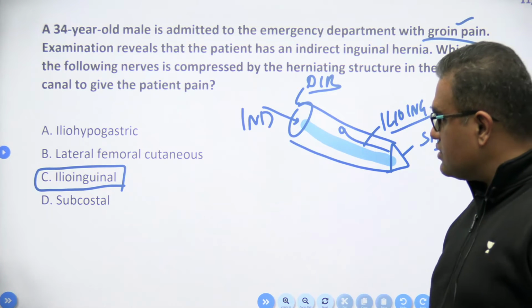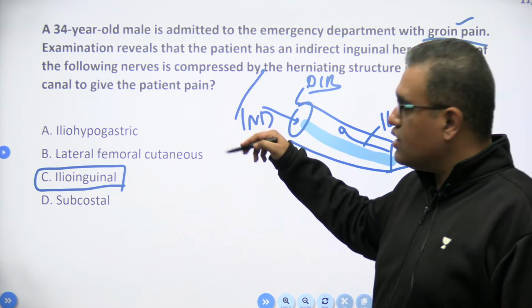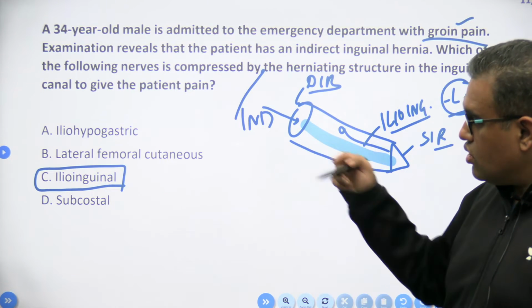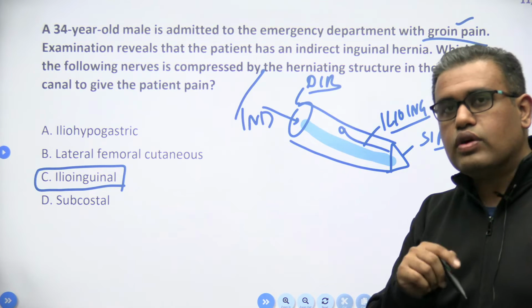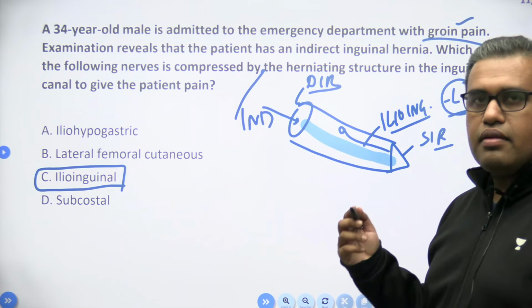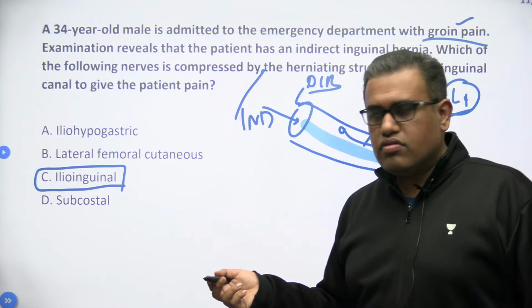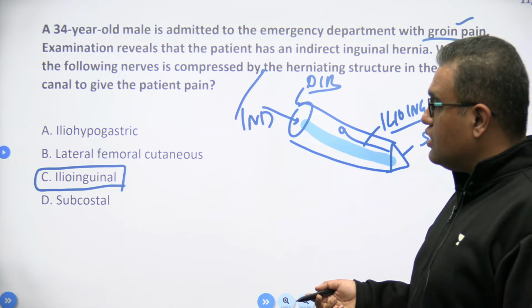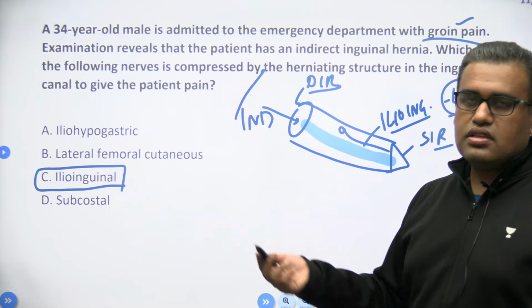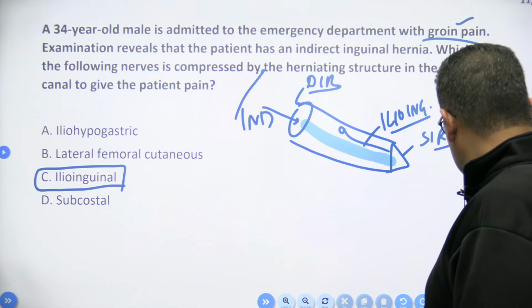Lateral femoral cutaneous nerve, that will be slightly laterally close to the ASIS. This causes meralgia paresthetica. Subcostal nerve is actually T12. That will be also slightly higher up, and that is not in the canal. So obviously here no option can challenge the authenticity of option C. Therefore C is the best answer over here. Okay, let us see one more.